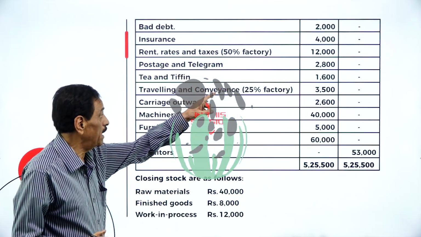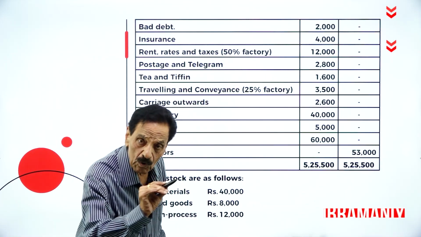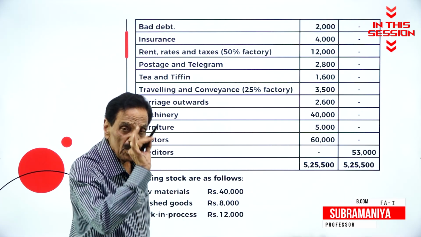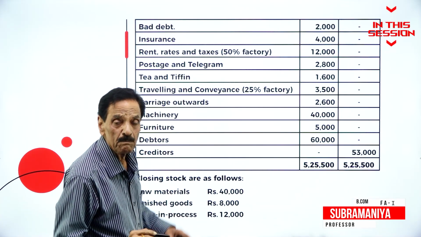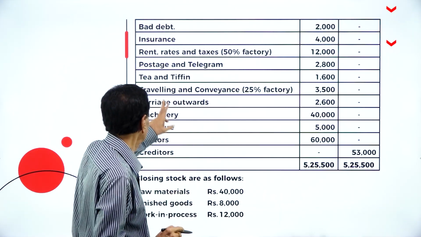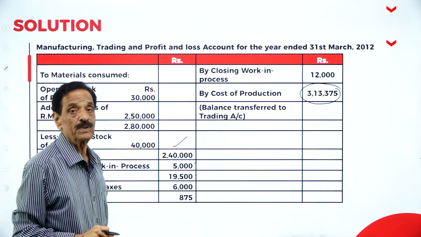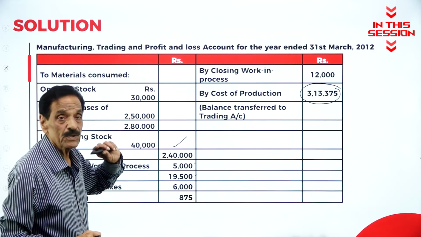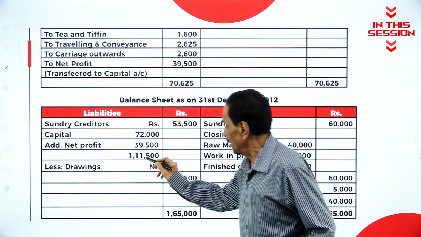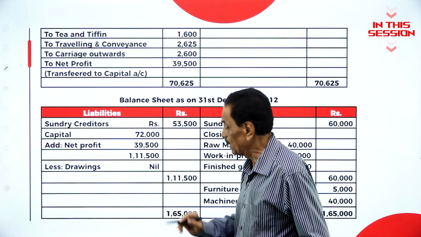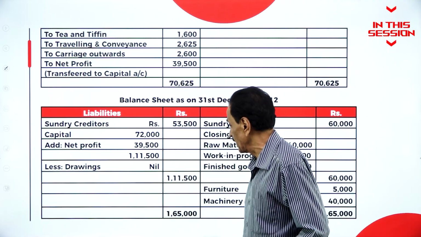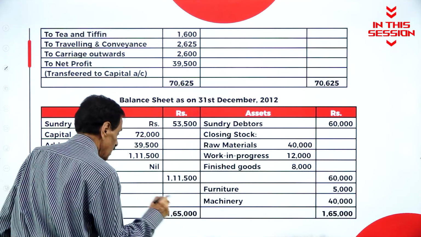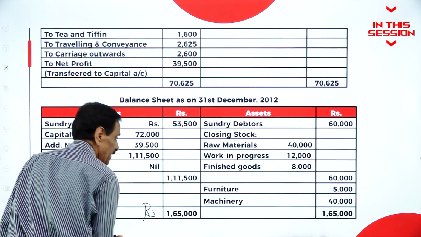Rent, rates and 50% to factory means 6,000 goes to manufacturing account, 6,000 goes to profit and loss account. Post and telegram go to profit and loss account. Whatever goods are manufactured in the manufacturing account, transfer it to trading account. Then it becomes 1,11,500. No drawing is there. Add this figure, it will tally for 1,65,000.